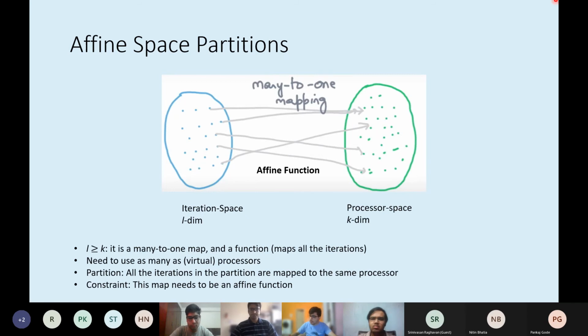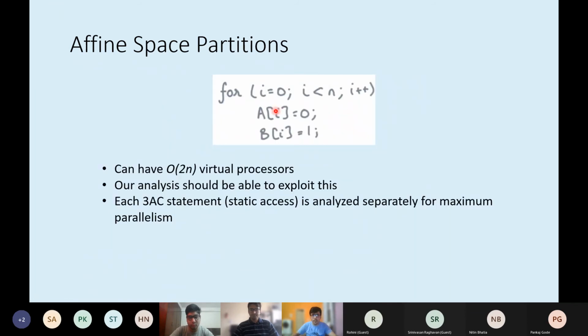And we need to use as many processors as possible. So, in this example, a simple for loop has 2 assignments, A[i] equals 0 and B[i] equals 1. These 2 statements can be executed in parallel, because there is no data dependence across the values of i, but we can also see that there's no data dependence across these 2 statements.